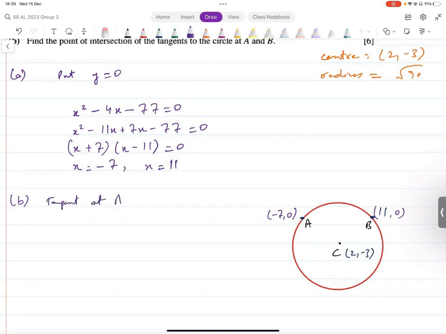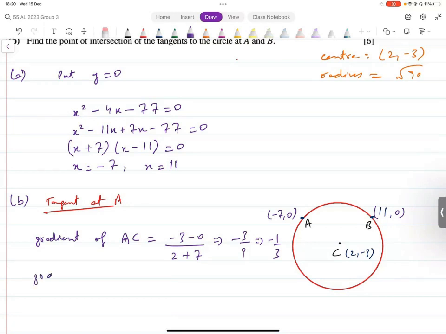So tangent at A find कर लेते हैं पहले. Tangent at A के हमारे पास कैसे आ जाएगा? We would say we have the point already. All we need to do is we need to find the gradient of the tangent. So gradient of AC अगर हम निकाल लें, gradient of AC, what is that going to be? Minus 3 minus 0, y2 minus y1 over x2 minus x1, 2 minus minus 7, which is 2 plus 7. This gives us minus 3 over 9, which is minus 1 over 3. ये हमारे पास gradient of AC आ गया.